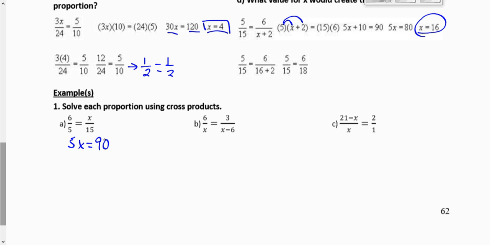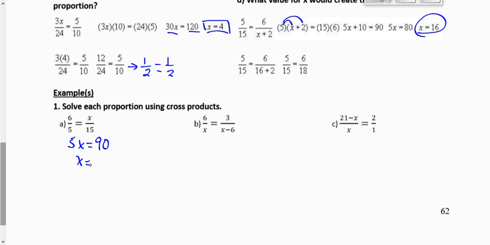Okay, so then you took algebra, right? What do you do to both sides? Okay. So x equals what? How did you get x? You just dropped the 5 for some reason.